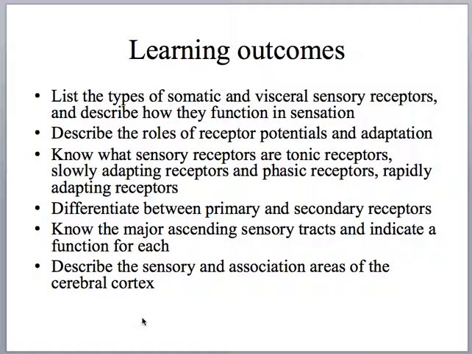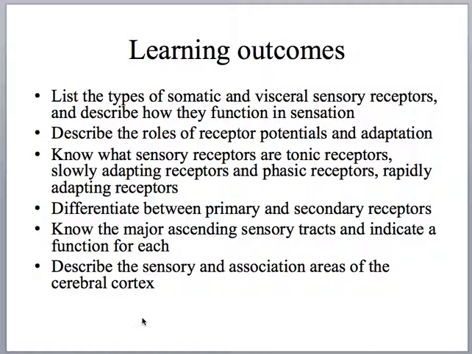The learning outcomes that I want you to get from this lecture: list the types of somatic and visceral sensory receptors and describe how they function in sensation; describe the roles of receptor potentials and adaptation, that is a decrease in response to continued stimulation. Know which sensory receptors are tonic receptors, which are slowly adapting receptors, and which are phasic receptors, which are rapidly adapting receptors. Differentiate between primary and secondary receptors.